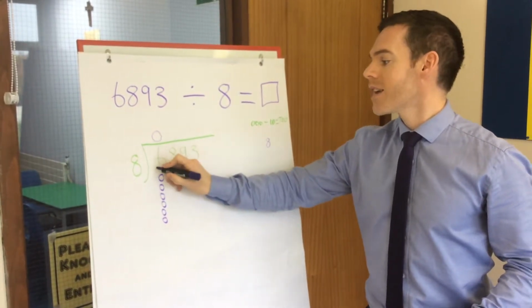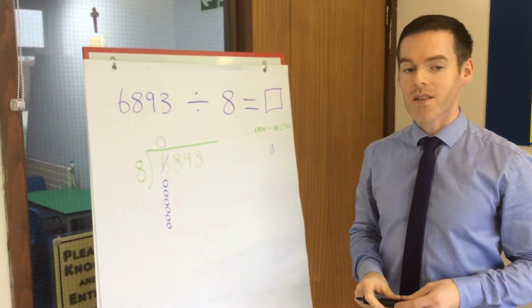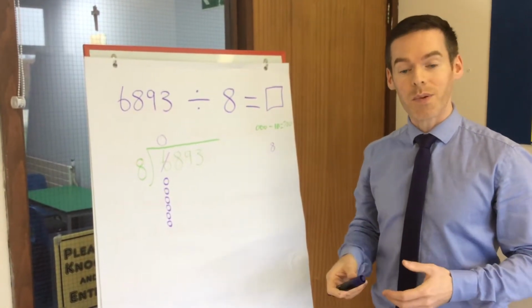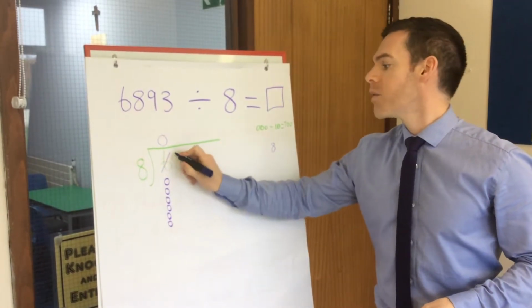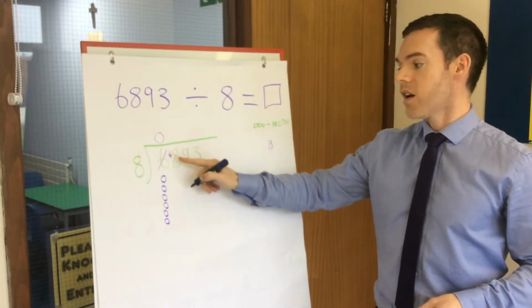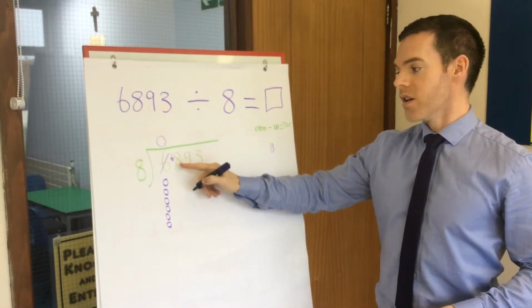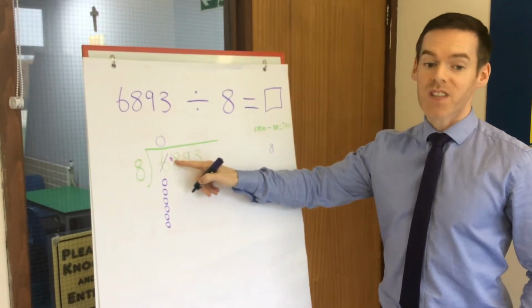I'm going to take that 6,000 and I'm going to exchange my 6,000 into 60 hundreds, because 60 hundreds is exactly the same as 6,000. So I've exchanged it, and I'm going to put it now in my hundreds column beside the 8. I've now got 68 hundreds. So now my question is, how many groups of 8 can I make with 68 hundreds?